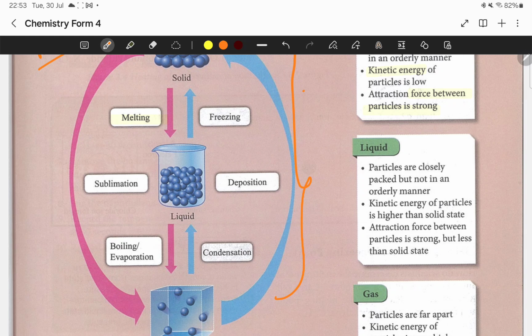Liquid is also closely packed but not in an orderly manner, and the kinetic energy of the particles is higher than solid but lower than gas for sure, and the attraction force is strong but less strong than solid. The reason is you see they are not very close, they are like this, like this. So they are not really tightly packed. You see that? So the attraction force is not very strong.